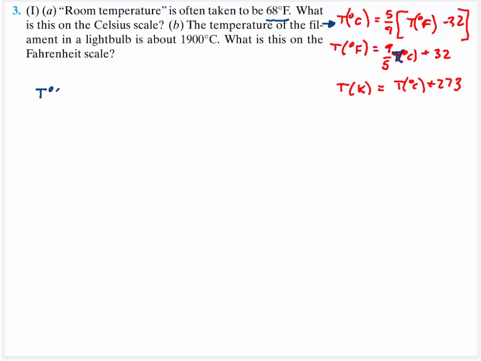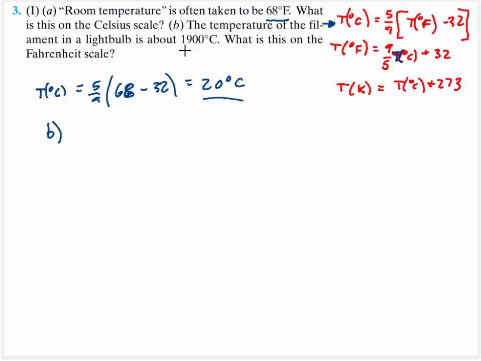I'm going to say that my temperature in degrees Celsius is going to be 5/9 multiplied by my temperature in degrees Fahrenheit, 68 degrees Fahrenheit minus 32. Go ahead and do the math, and we're going to come out with 20 degrees Celsius.